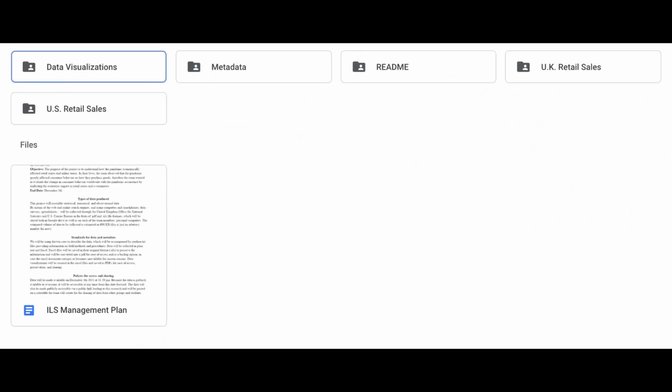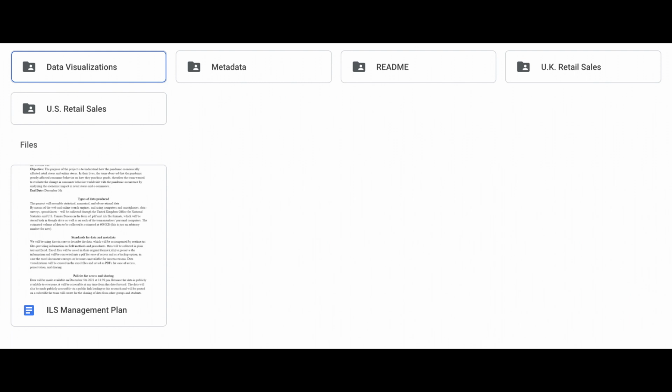The data is primarily archived and stored in Google Drive and will also be stored on each one of our personal computers and devices. The organization will be through the division of 5 folders. The first one is data visualizations, which will contain the visual aspects of the research. The second is the metadata, which will be the metadata for each file and data set assembled. The third is the README, which will have a brief description of the research.